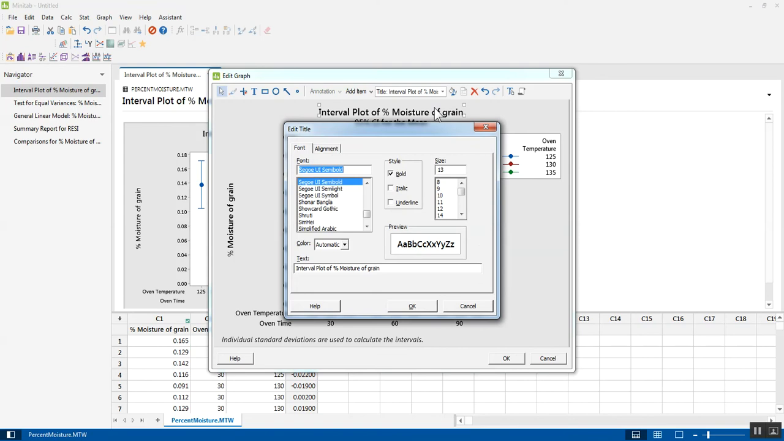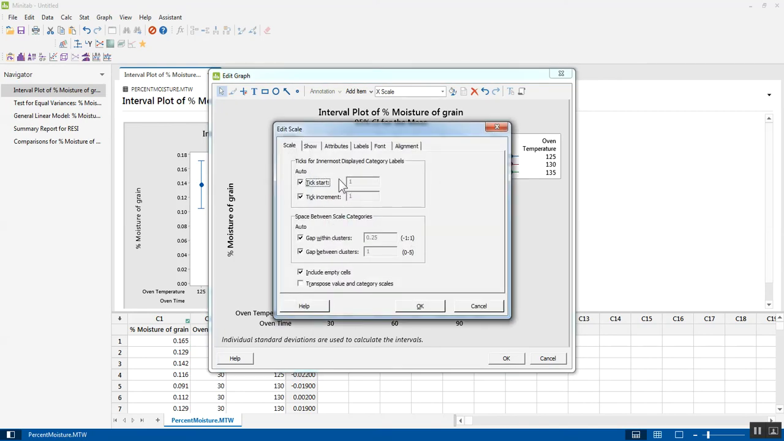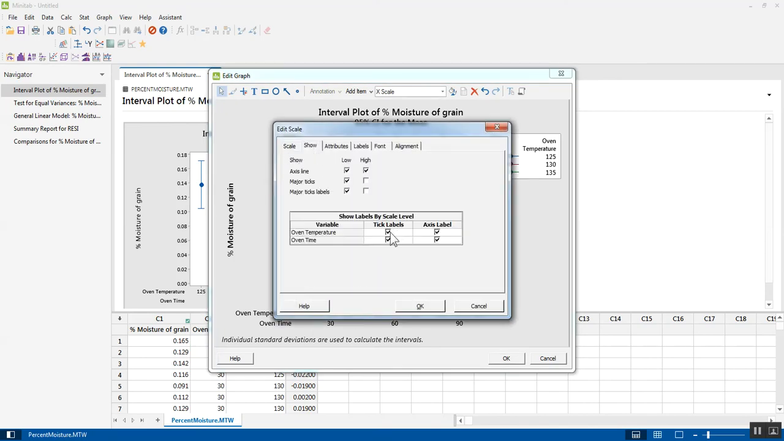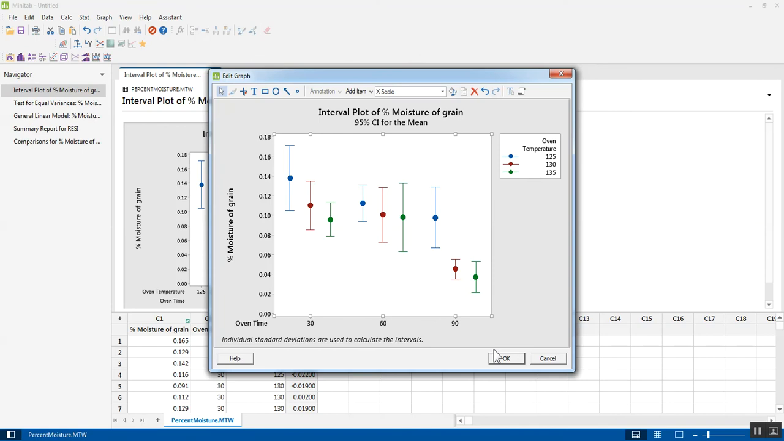I mean, that title needs some editing. Down here I've got oven temperature on my x-axis, but it's also up in the legend showing me how I've coloured my intervals by temperature. So I don't need it down on the x-axis, so I can come and edit that down here. Show, I don't need to see oven temperature. Labels, I don't want the oven temperature label on the x-axis there, so you can go to. So yeah, that's a little bit better now.